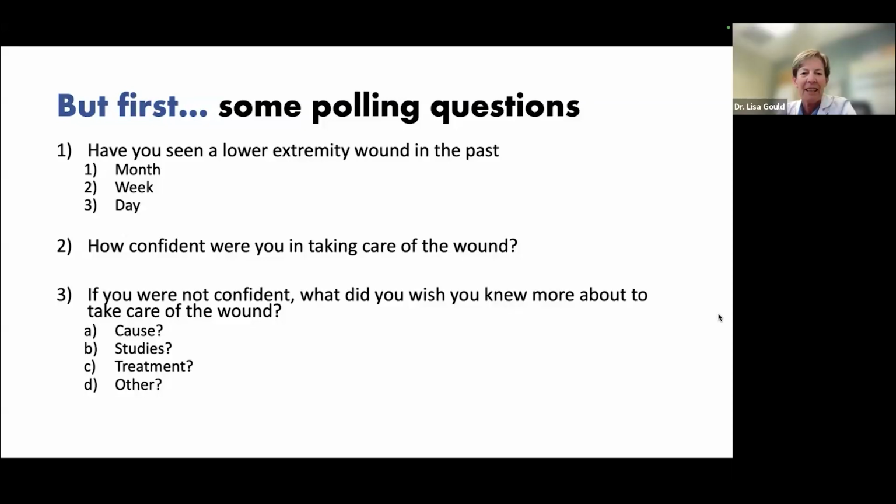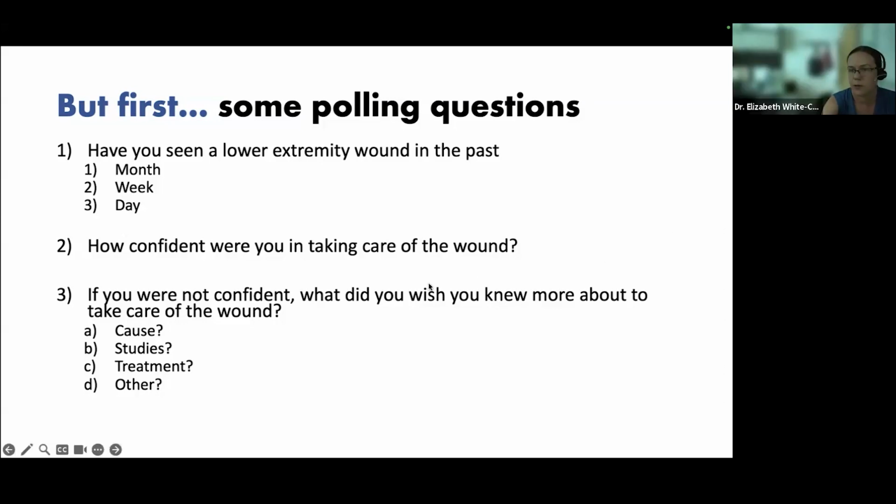All right. So it looks like we're seeing that you are seeing wounds. Even 14% have seen them in the last day. That's great. Quite a bit of confidence. And then, if you were not confident, do you wish you knew more? I don't see the whole thing there. I think we scrolled down. Oh, there we go. Okay. Treatment. How do you treat it?